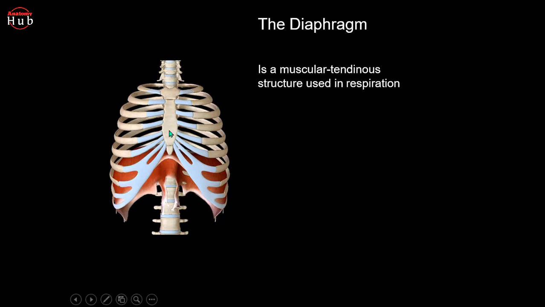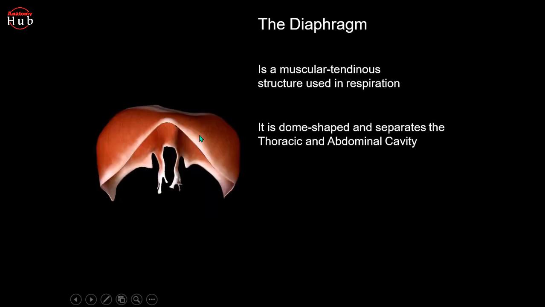First we'll see the anatomical position and the attachments. As you can see here, the diaphragm is located at the inferior most aspect of the rib cage, filling the inferior thoracic aperture, and it acts as the floor of the thoracic cavity and the roof of the abdominal cavity. The attachments of the diaphragm can be divided into peripheral and central attachments.